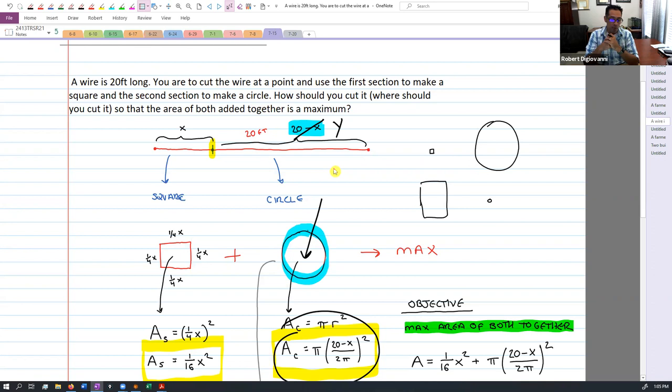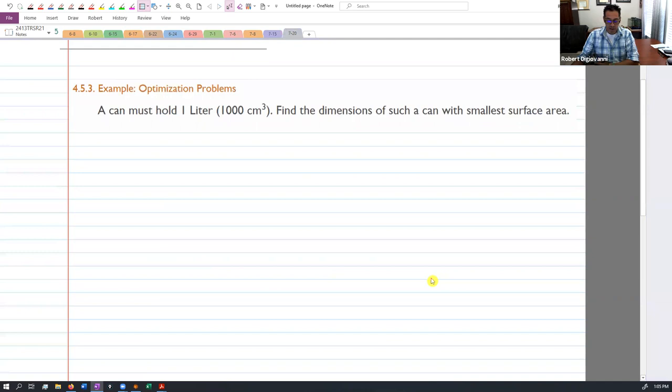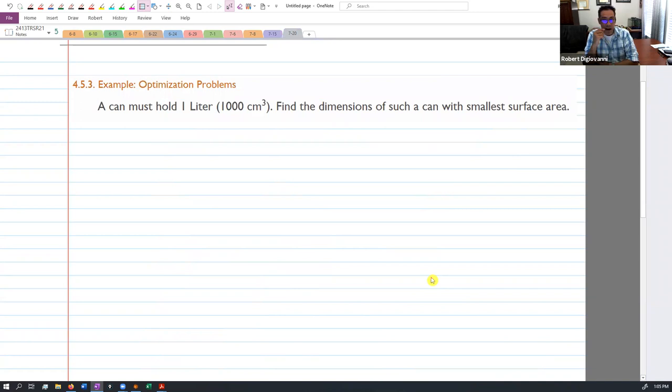Okay, let's do more optimization, because like I said last time, there's no such thing as doing too many optimization problems. So here's a classic problem, a very real world applicable problem.